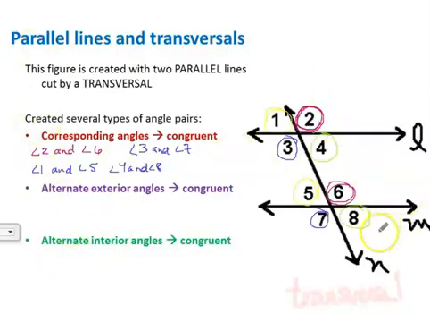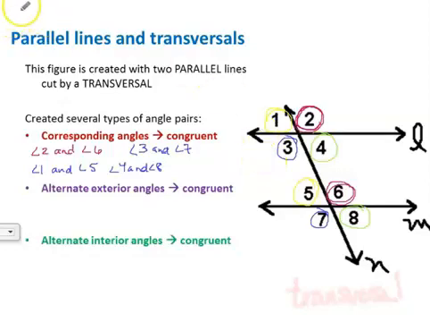So I color-coded those for you, and they are congruent. Remember, they will have the same angle measurement. So if I said angle 2 was 120 degrees, angle 6 must also be 120 degrees. So that is corresponding angles.